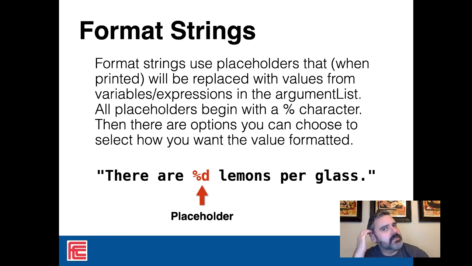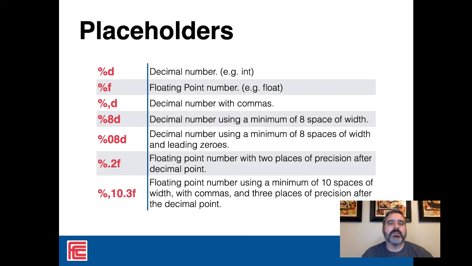The placeholders themselves, though, have a lot of value because you're saying, well, I could do the same thing with just concatenation operators, which is true, you can. What you can't do is really format those numbers the way you want them to be. So here we're going to look at the different placeholders and what they mean. %d is a placeholder for a decimal number, which is an integer.